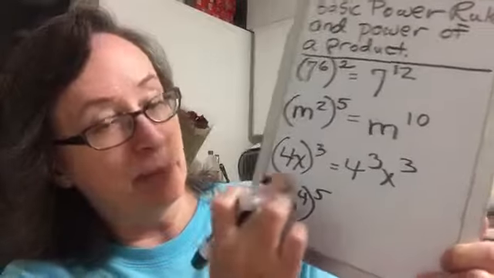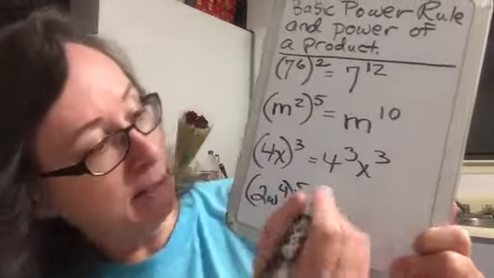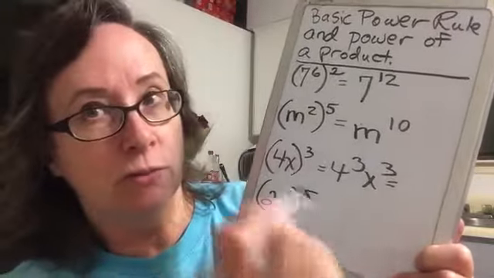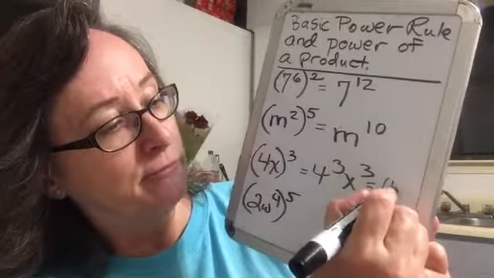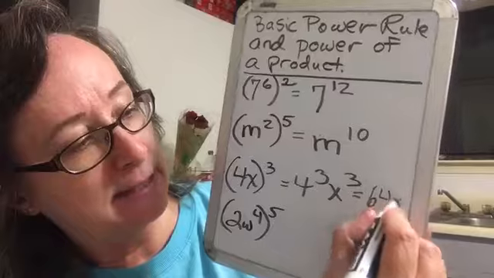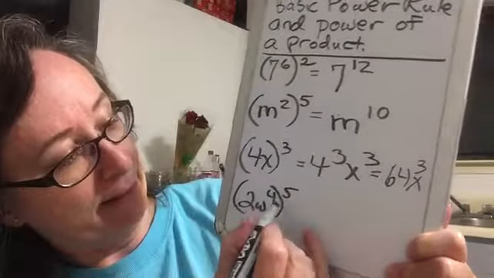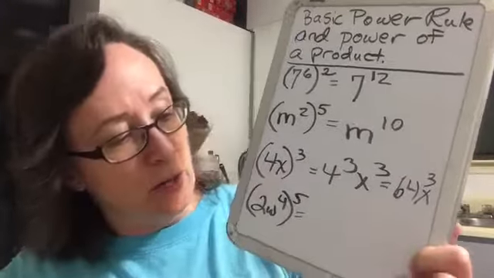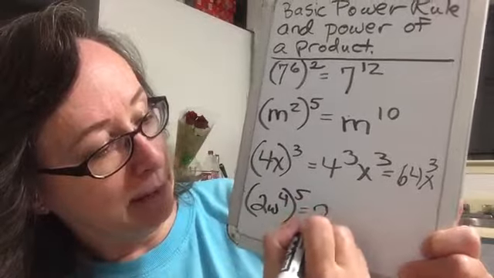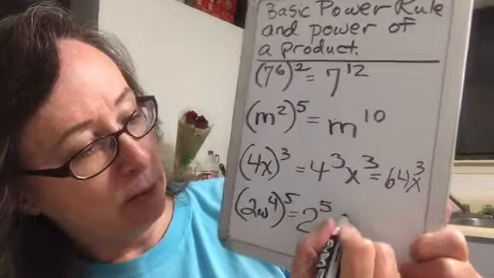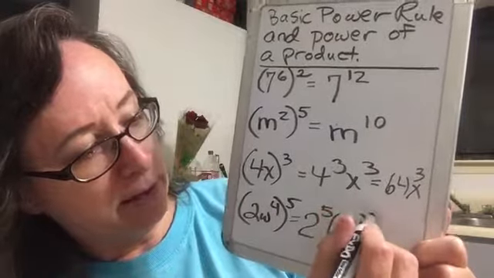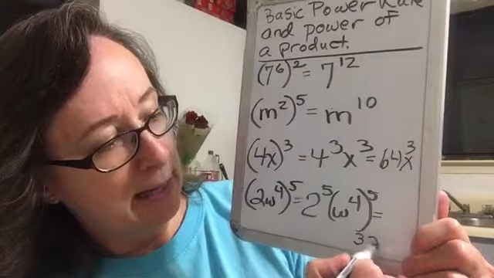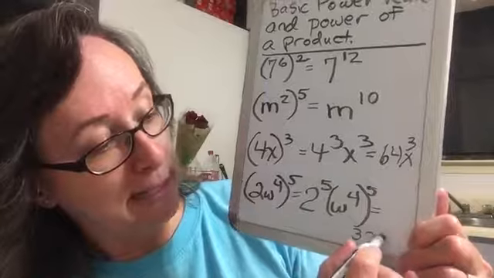Now here I'm raising a product to a power, so that's going to be 4 cubed x cubed. I end up raising both parts of the product to the power, and 4 cubed is another one that you should memorize, and that's 4 times 4 times 4, which is 64, and then we're going to tack on the x cubed. And then the last one is also a product raised to a power, so each part of the product will get the power, and we'll have 2 to the 5th and w to the 4th, also to the 5th, which is going to be 2 to the 5th is 32, and w to the 20.